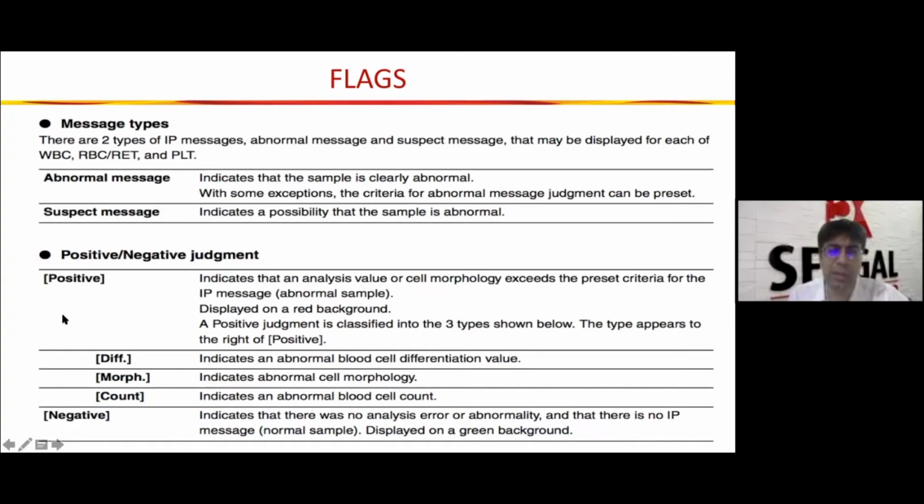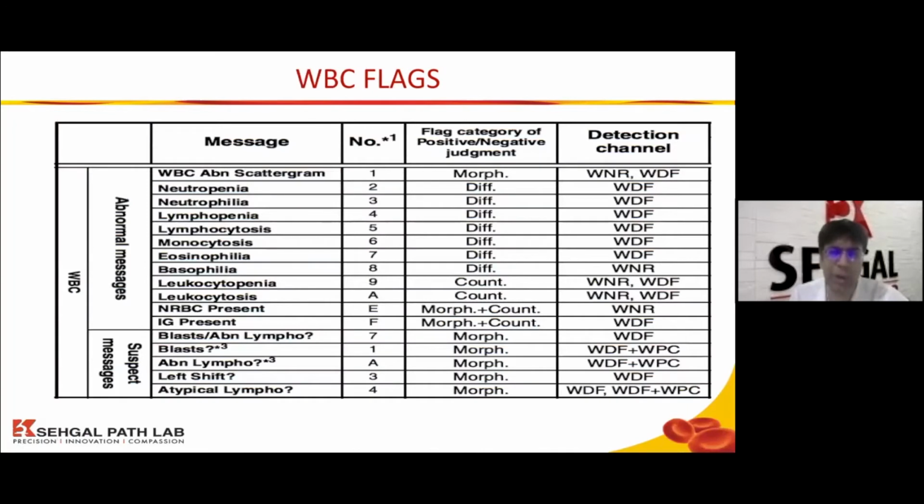Now, this positive judgment can be further divided into three different types. Is this abnormality based on certain differentiation value? For example, is it based on a neutrophilia? Is it based on a basophilia? Is it based on a monocytosis or a differential count? Morphology, for example, query blast, query atypical lymphocyte, that's based on the morphology, or a count, the number of counts. So it depends on whether it's a differentiation feature, a morphology feature, or just purely on the count basis. It will try and divide those flags to give you a judgment. And we'll see this as we go along.